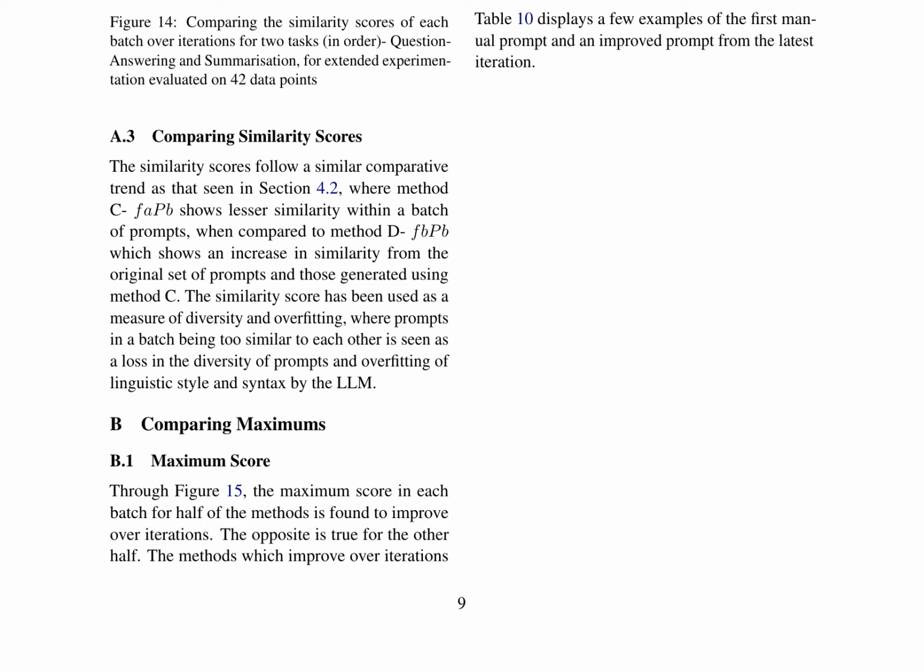The authors provide examples of prompt evolution in Table 10, showcasing the first manual prompt and an improved prompt from the latest iteration. This demonstrates the effectiveness of the proposed approach in generating diverse and high-quality prompts. The authors' findings suggest that using the same propagation method and sampling a few prompts with their scores each iteration can lead to better results.